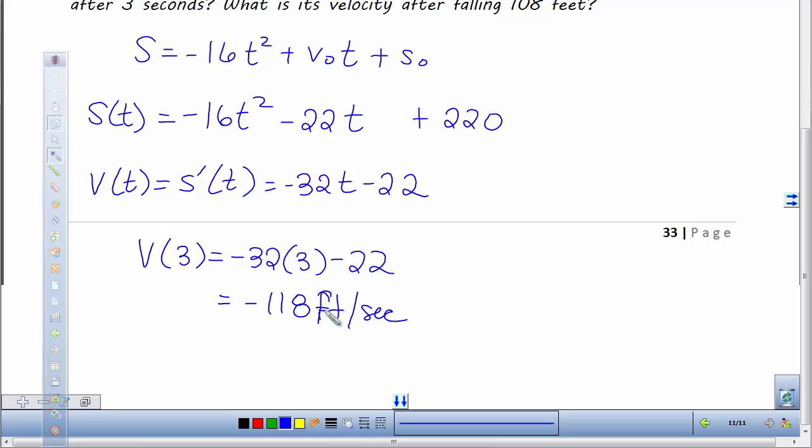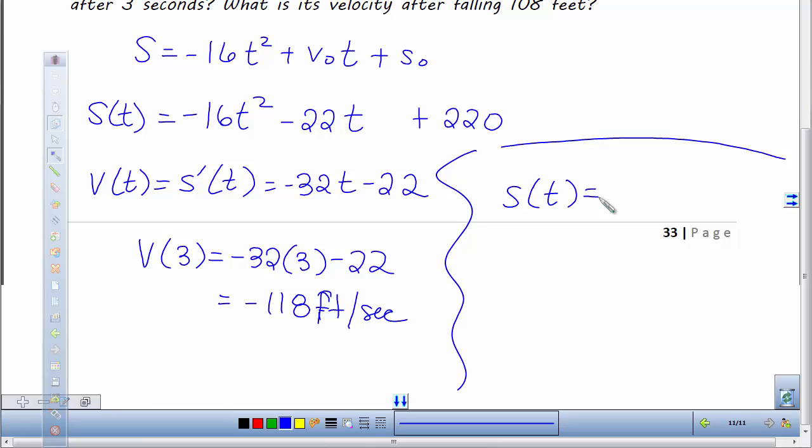So our initial height was 220 feet. This is kind of a part B here. So if I fall 108 feet, what height would I be at? 220 minus 108 is 112. All right, so if I fall 108 feet, that means the height is 112 feet. I need to figure out how long it takes for that to happen.